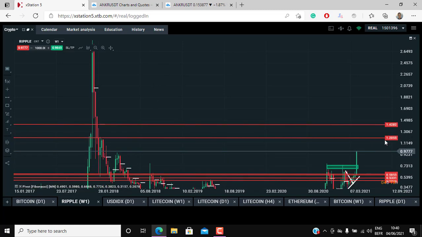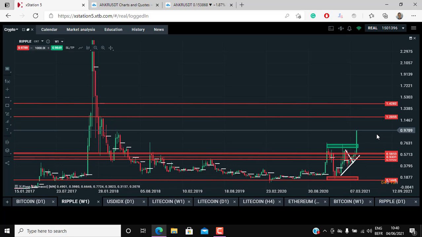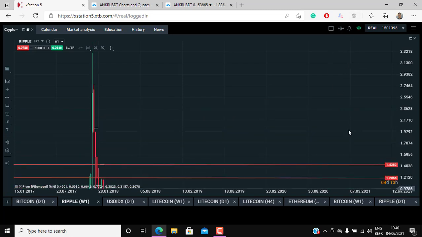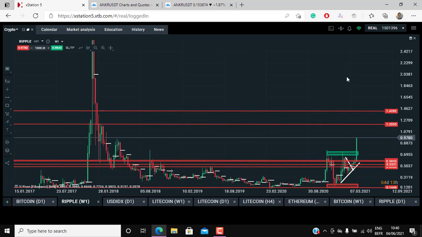That's the hardest thing about these parabolic moves, that it is hard to know where you're headed. But here, I think the next parabolic move in XRP has started, and we could be in for some very good profit here if you play it correctly.